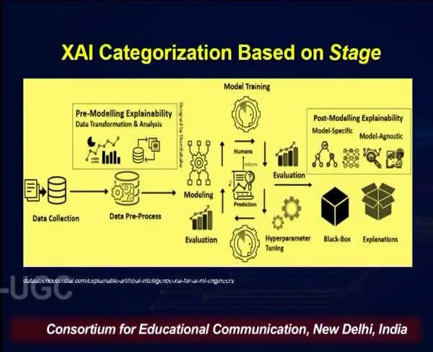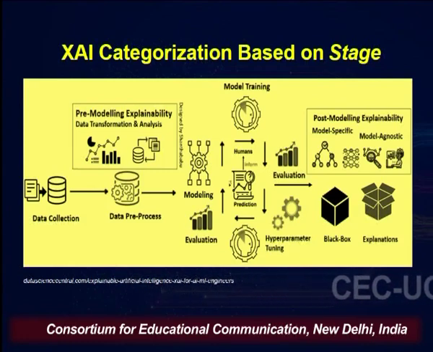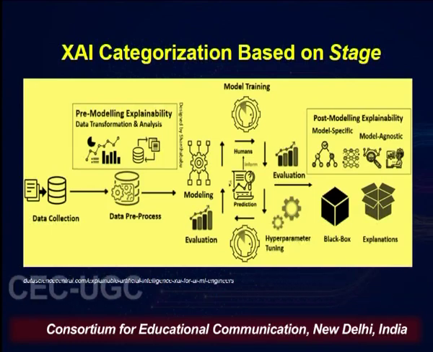As we have discussed, there are three stages while we are building the model. The first one is the pre-modeling phase. The next one is while the model training is in progress, and then once the model is trained, we call it post-modeling explainability.